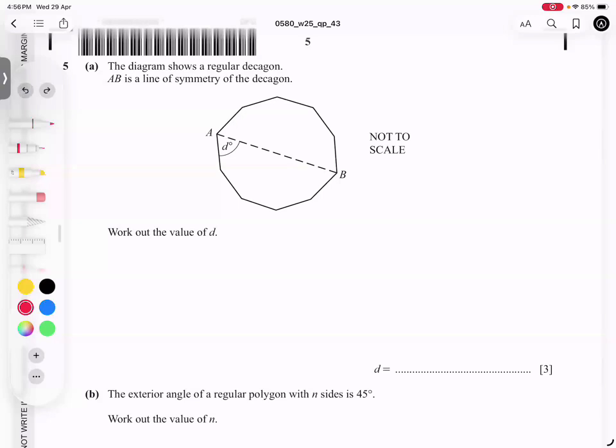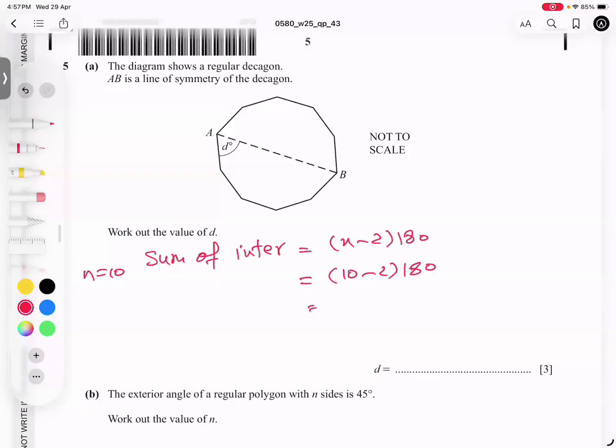If I ask you how to find one interior angle of a decagon, we have a formula. The sum of interior angles formula I taught in this syllabus is n minus 2 into 180. If you plug in n as 10, students, the sum for the 10 sides is 10 minus 2 into 180. And if you check it, that is 8 times 180, and we get 1440.